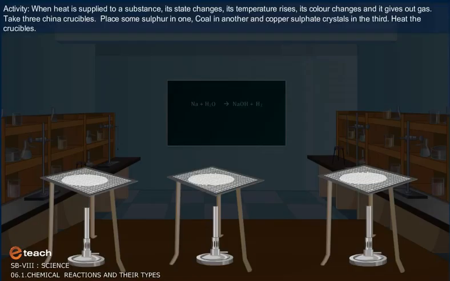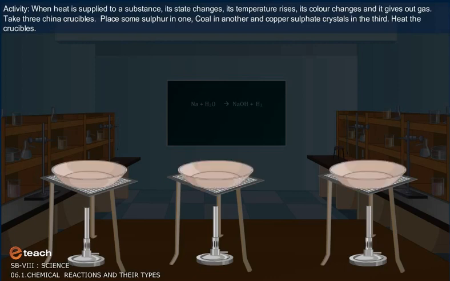Activity: when heat is supplied to a substance, its state changes. Its temperature rises, its color changes, and it gives out gas. Take 3 china crucibles. Place some sulfur in one, coal in another, and copper sulfate crystals in the third one. Heat the crucibles. What do you find?